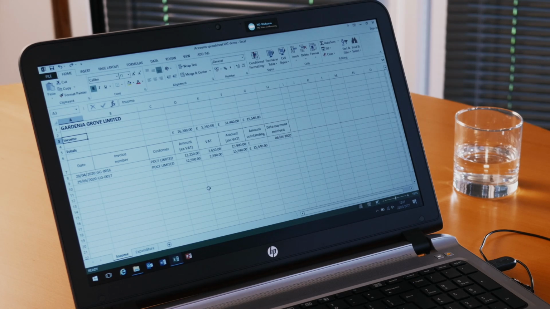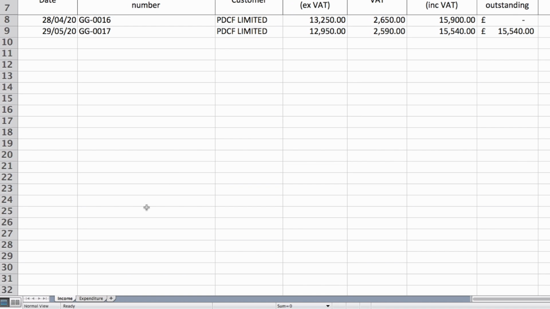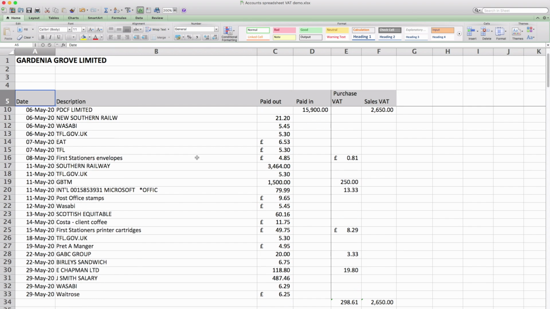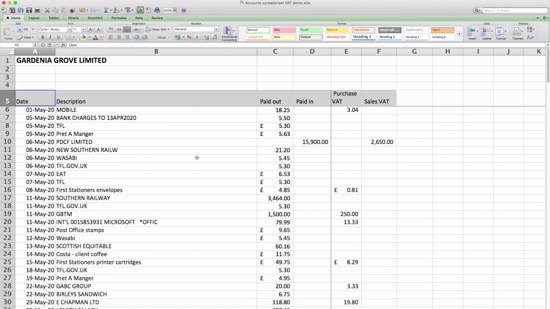Here we are again looking at the same figures for Gardenia Grove Limited. You can see the income excluding VAT, VAT and the amount including VAT are the same as the previous example. But now we're looking at the cash scheme. So what we've also included is an expenditure sheet. And this is, in this case, the bank details for this company for the month of May 2020.